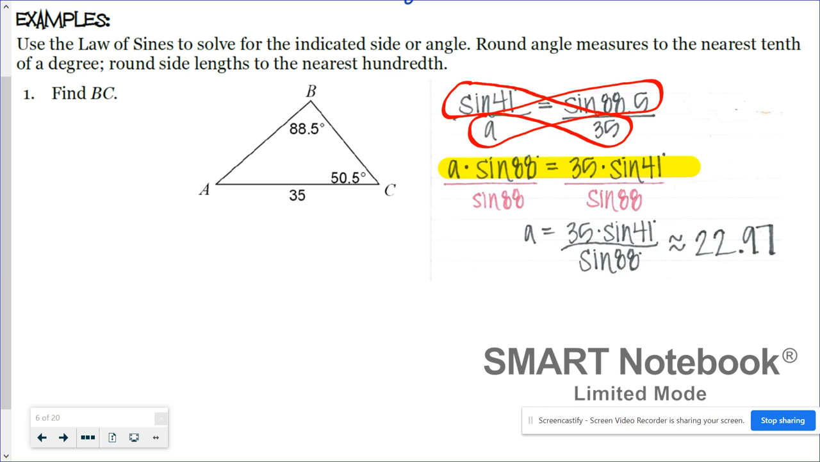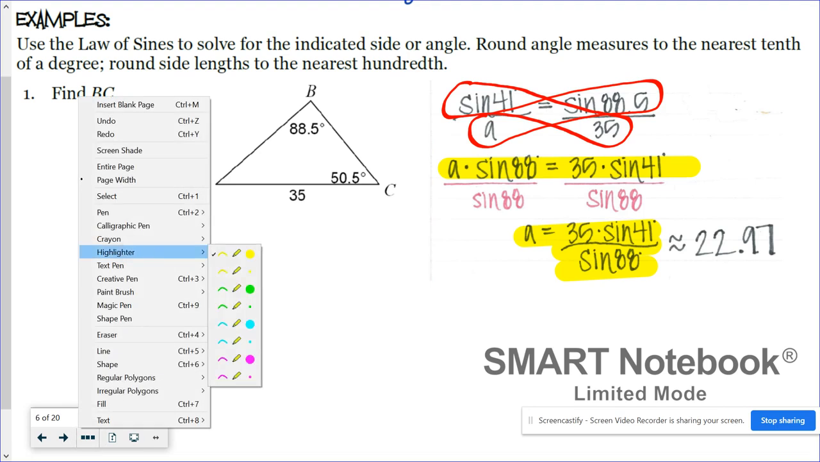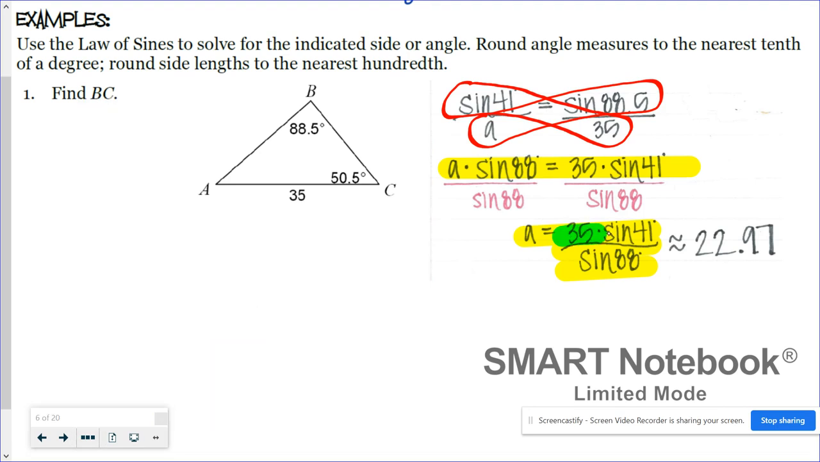When I'm ready to calculate, what I'm typing into my calculator is 35 times sine of 41 divided by sine of 88. I would do this in two steps: first calculate 35 times sine of 41, get that answer on your calculator, then divide that answer by sine of 88, just to be on the safe side. Do you get 22.97? Because that is the measure of side BC.